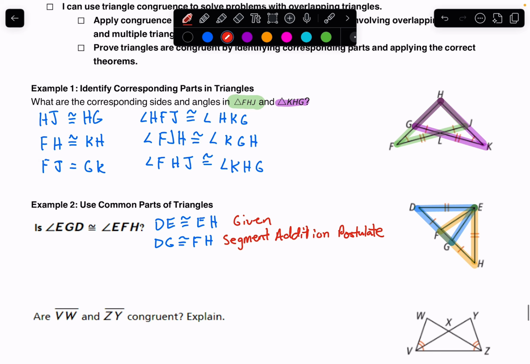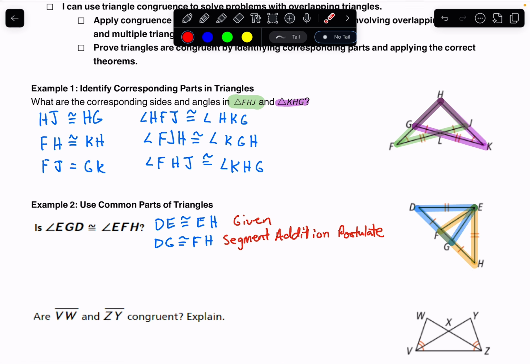All right. After that, we're going to go ahead and say, well, what else do I know here? This last one can be a little tricky. This last one is going to require us looking at the entire triangle, DEH. Because when I look at the entire triangle, DEH, I notice that it's an isosceles triangle. DE and EH are congruent.